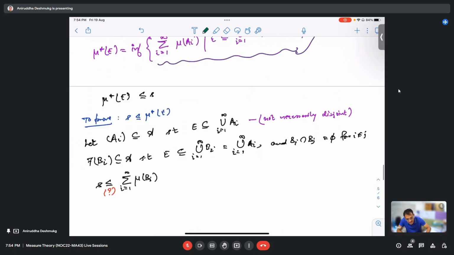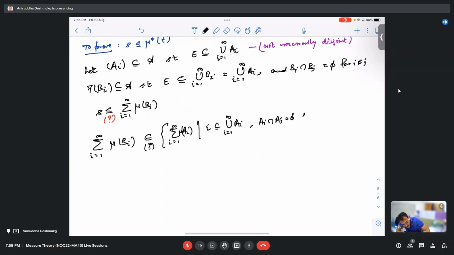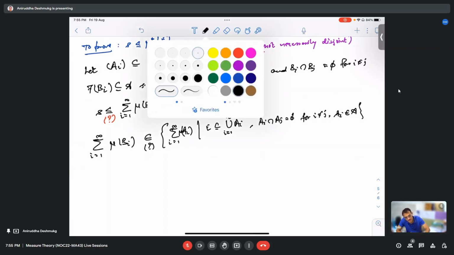Okay, let me write it if it is confusing for you. I am asking whether the sum i from 1 to infinity of mu B_i belongs to the set of sums i from 1 to infinity of mu A_i, such that E is contained in the union of A_i, A_i intersection A_j is empty for i not equal to j, and indeed A_i should come from this algebra. So I'm asking you this. Yes, sir, it should belong, right? Because the B_i, that's how we constructed them. They are mutually disjoint and they still cover E. So yes, sir, this is true.